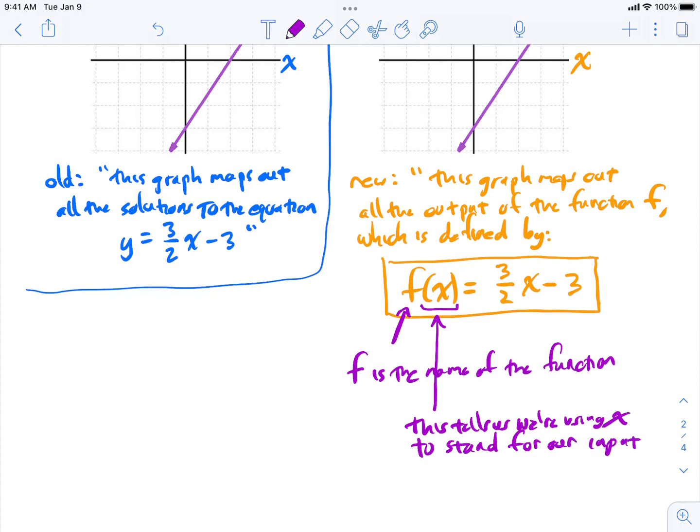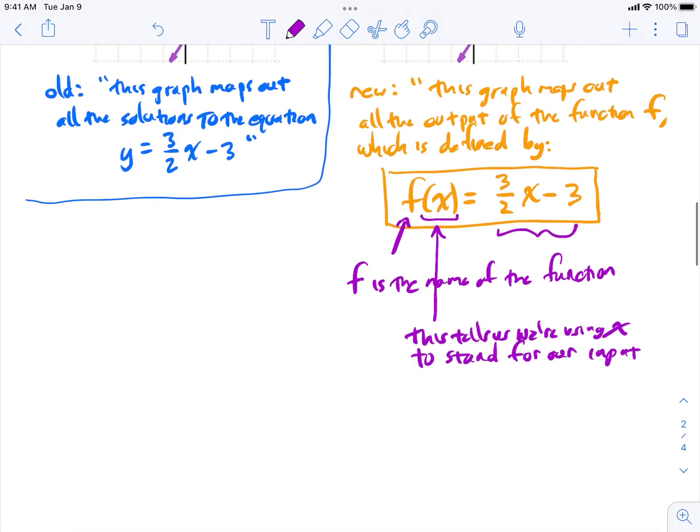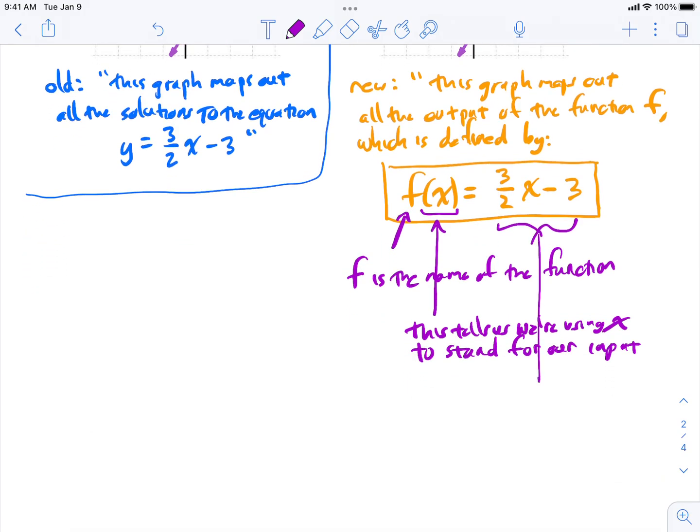Where are we doing it? We're doing it over here, right? This is like the rule, so to speak. The formula, whatever you want to call it. You know, formula is not a bad idea, but I'm going to call it the rule. The rule that basically tells us how you get your output from the input.